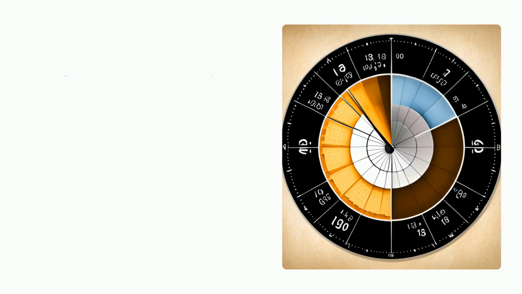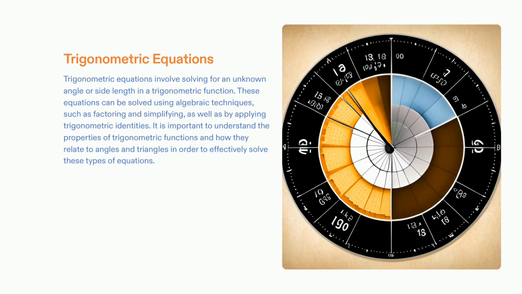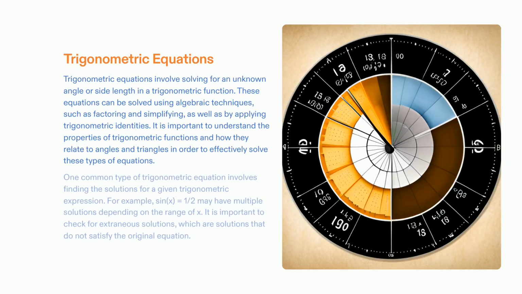Solving trigonometric equations requires knowledge of sine, cosine, and tangent to calculate lengths and angles in a triangle. To solve these equations, one needs to be able to apply algebraic techniques, such as factoring and simplifying, as well as trigonometric identities. It is important to understand the properties of trigonometric functions and how they are related to angles and triangles. Common trigonometric equations include finding the solutions for a given trigonometric expression. Additionally, one should consider extraneous solutions, which do not satisfy the original equation.